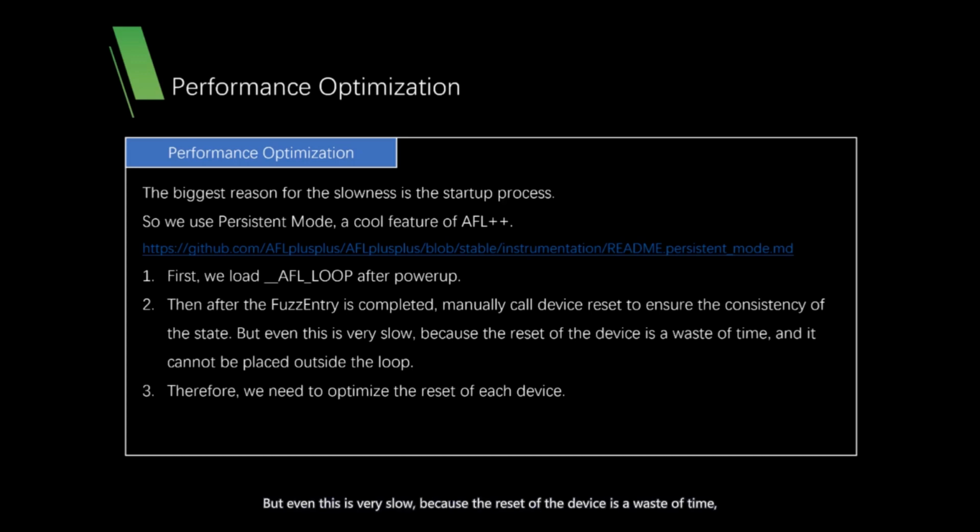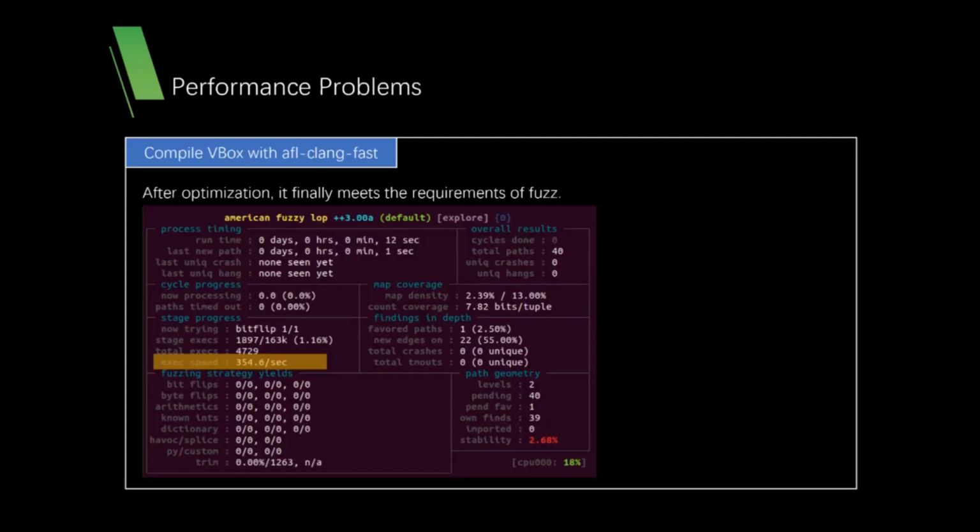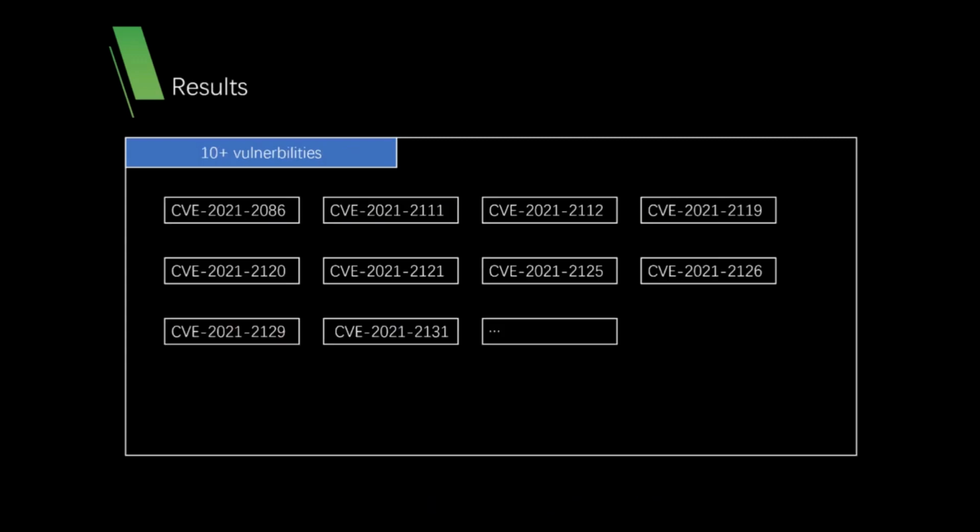But even this is very slow, because the reset of the device is a waste of time, and it can't be placed outside the loop. Therefore, we need to optimize the reset of each device. After optimization, it finally meets the requirements of fuzzing. By using the above three methods, 10 plus vulnerabilities were finally found. Next, I will introduce some of them.